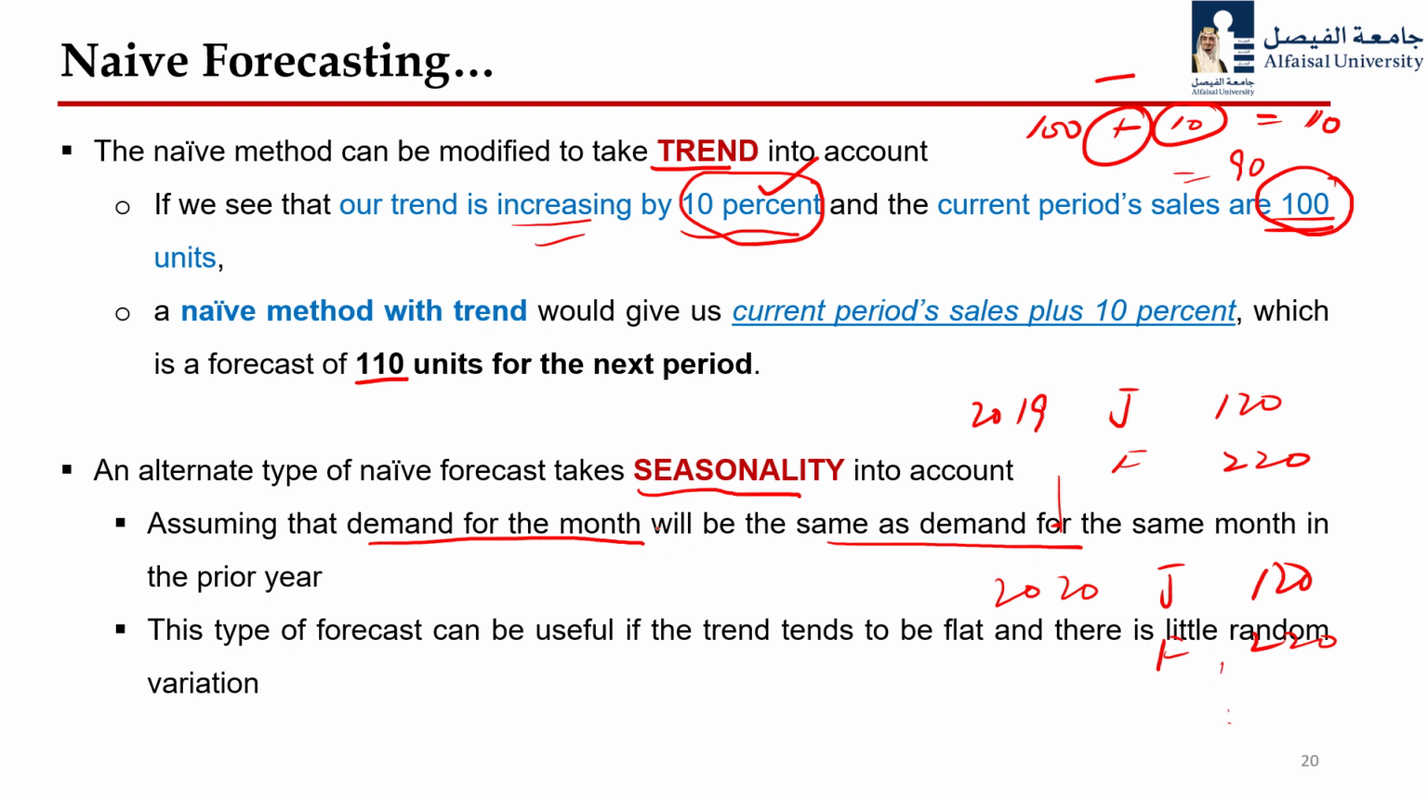Okay, so I hope you got the idea. If there is a trend component, how you are going to deal with it with the help of the Naïve forecast method, and if there is a seasonality component, then how you are going to deal with that.